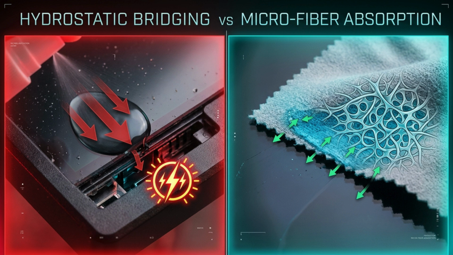Hydrostatic bridging, microelectronic shorting. Spraying liquid cleaner directly onto a monitor mathematically guarantees disaster. Gravity pulls the fluid drops down behind the bottom bezel, instantly bridging the high-voltage ribbon cables and causing a catastrophic short circuit. You must spray the cloth, utilizing microfiber absorption to control fluid volume.